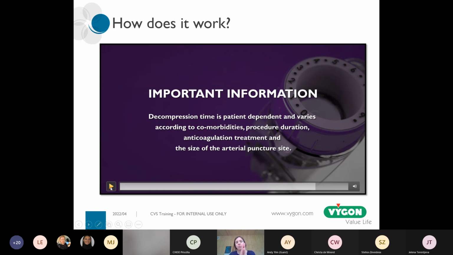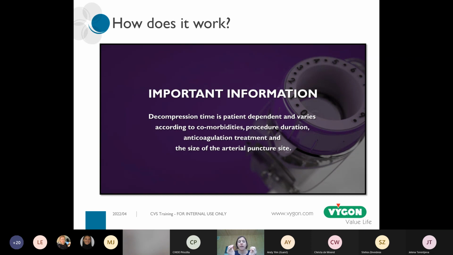It's very important to know that the decompression time is patient dependent, and it varies according to comorbidities, the procedure duration, and whether the patient has anticoagulation or not. So this video is for an angiography, a simple procedure, and for an angioplasty it could be longer. So it has to be adapted for the patient.